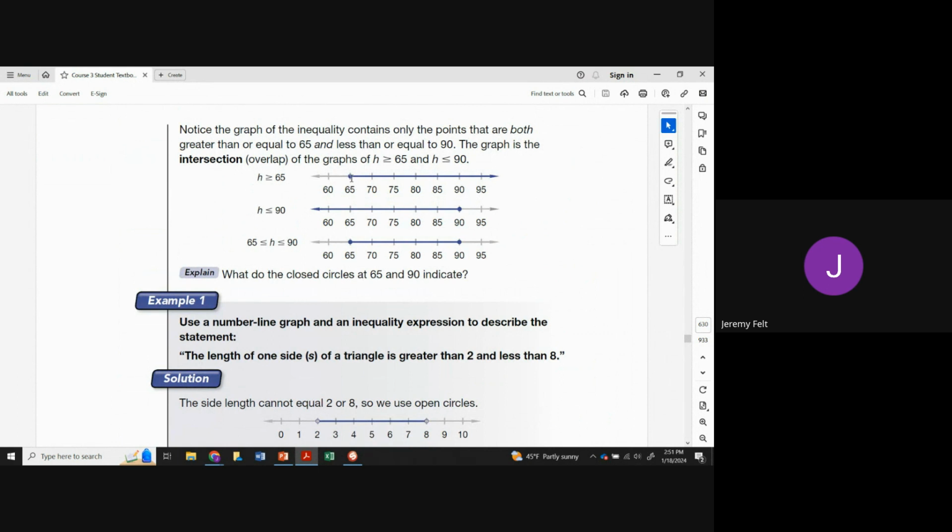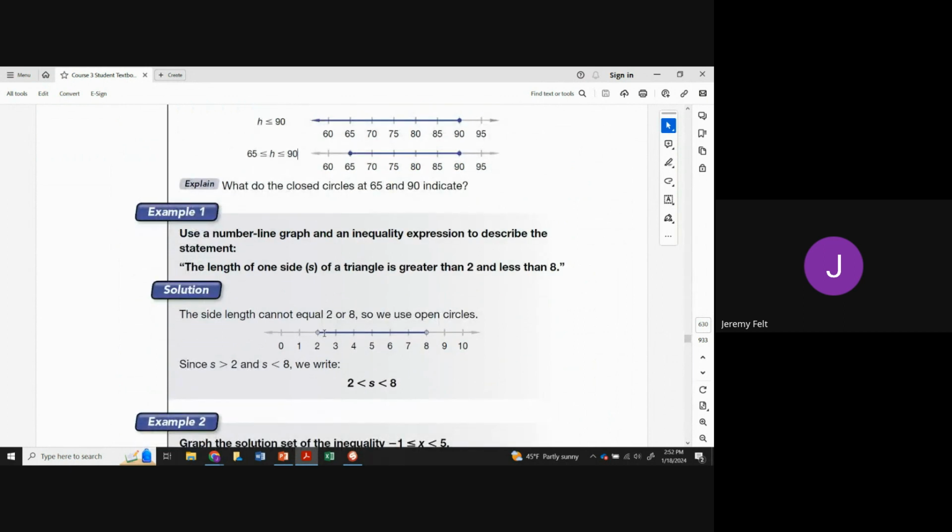So again, we can't just point it one way infinitely because that wouldn't be true. We don't have someone that's 120 inches tall, 10 feet. That doesn't exist. We don't have anyone that's 0 inches tall. That doesn't exist either. So we have a range. The height is greater than or equal to 65, and the height is less than or equal to 90.